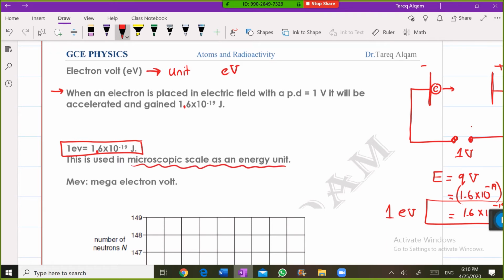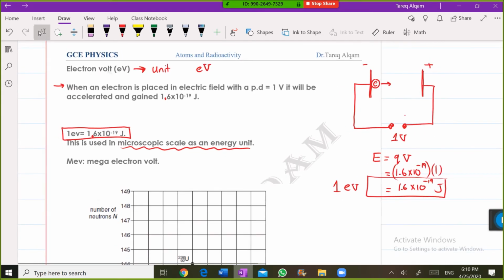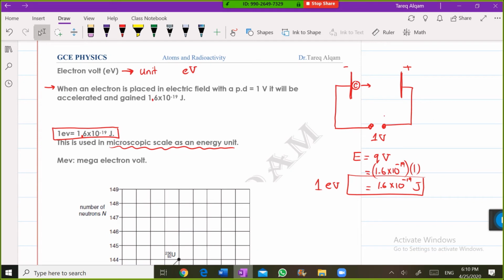Guys, it's easy, the topic is not very difficult. The concept is that we had a unit called joules. Now we will use another unit for energy, but for the microscopic scale, for the level of electrons, protons and these things, molecular level or nuclear level. This 1 electron volt is equivalent to 1.6 times 10 to the power minus 19 joules.